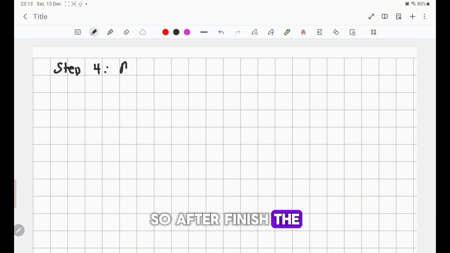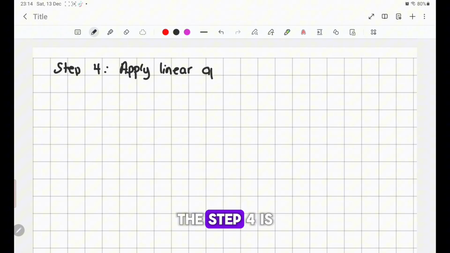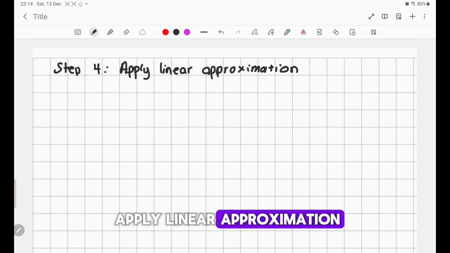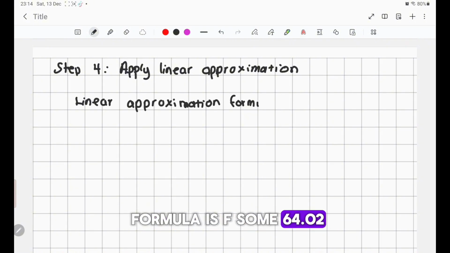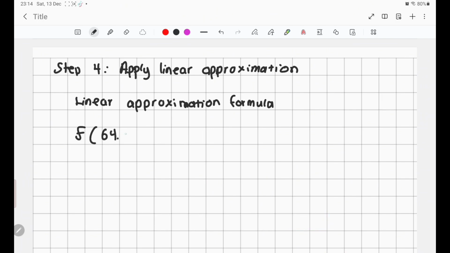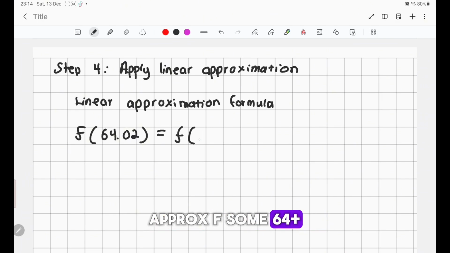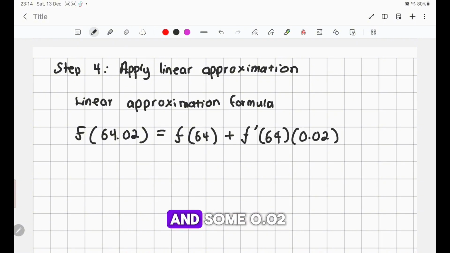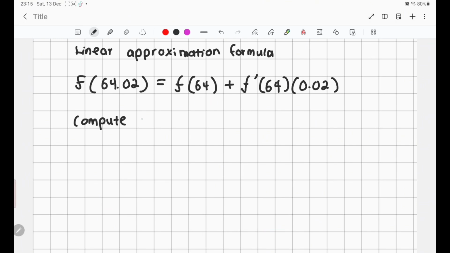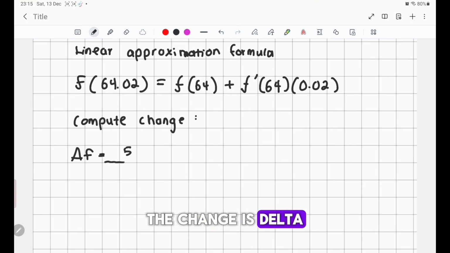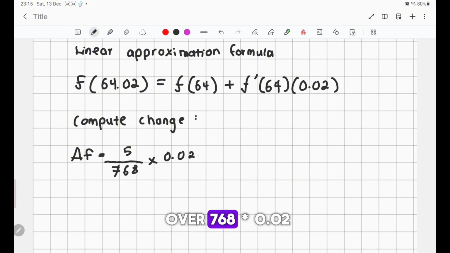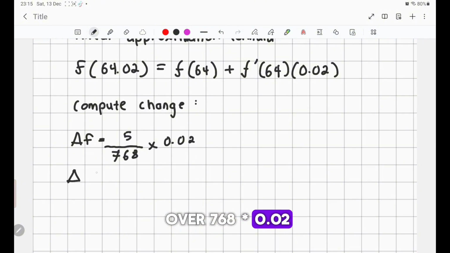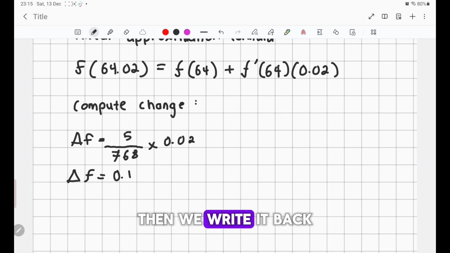So after finishing step 3, we will move to step 4. Step 4 is to apply linear approximation. So the linear approximation formula is f of 64.02 approximately f of 64 plus f prime of 64 times 0.02. So we need to compute the change. The change is delta f equal to 5 over 768 times 0.02. And then we write it back.